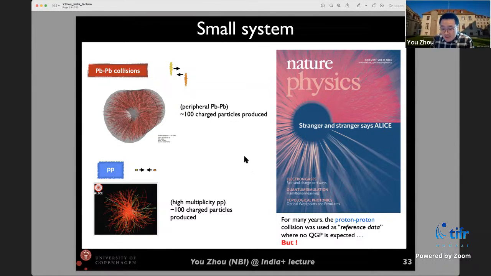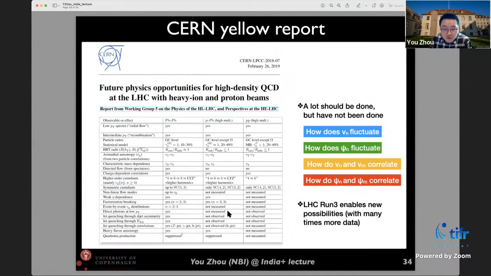And naively, already for many years, we have said the proton-proton collision is like a reference data set for the QGP study. Well, the QGP in principle is not expected to be produced. But there are many surprises that have been observed. And here I want to quickly show you that in the CERN Yellow Report published in 2018, there's an extensive list which includes almost all the possible flow analyses that have been done in heavy ion collisions, but haven't been done in proton-lead, and many of these are missing in proton-proton collisions.